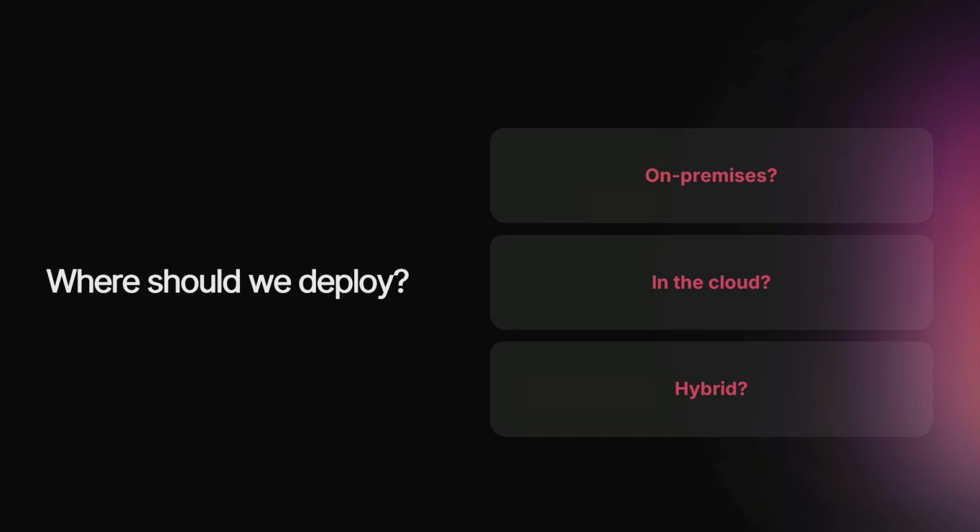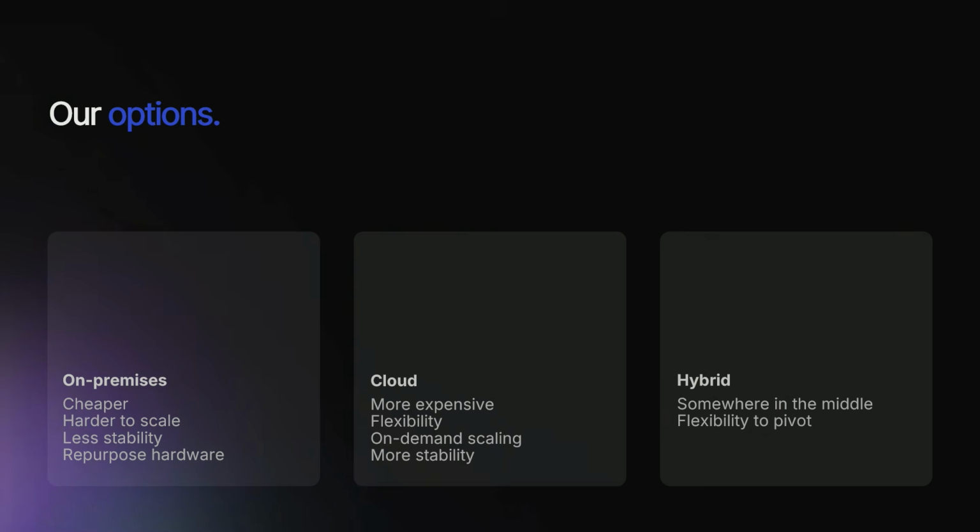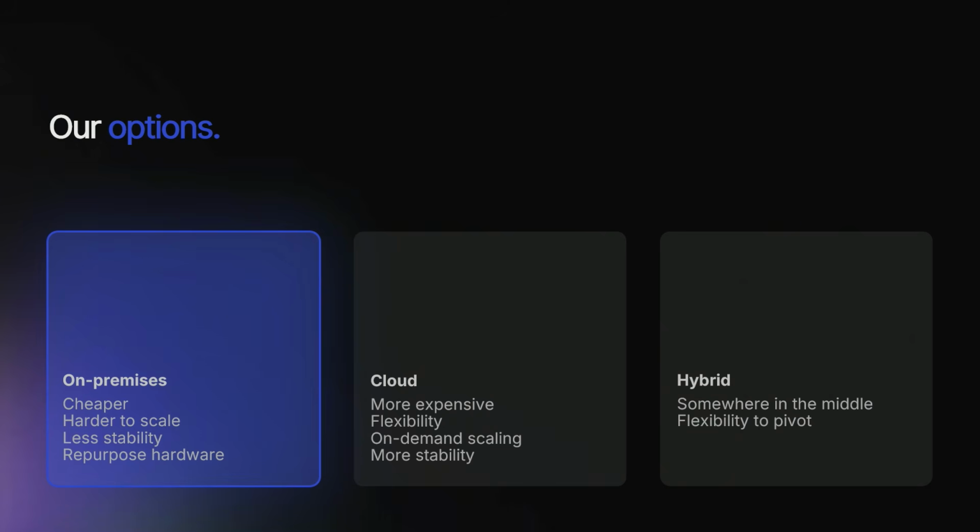So now we have an understanding of what we need to deploy. Where should we deploy it? Should we put everything in the cloud or on premises or something in between? So going through our options, an on-premise deployment can be cheaper in the long term. We're able to purchase hardware upfront rather than paying ongoing fees for cloud hosting. But it can be harder to scale. It's not like we can just spin up more servers at the click of a button. And it may also be less stable than a cloud deployment. We're more susceptible to things like power or internet outages, as well as hardware failure.